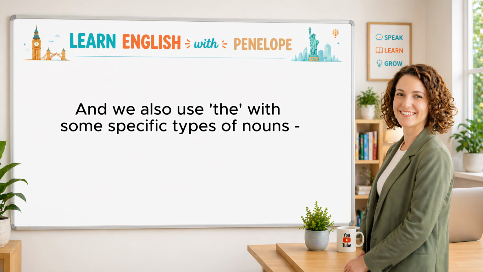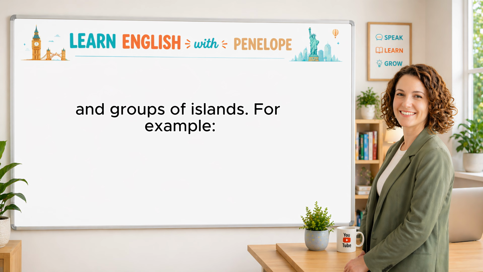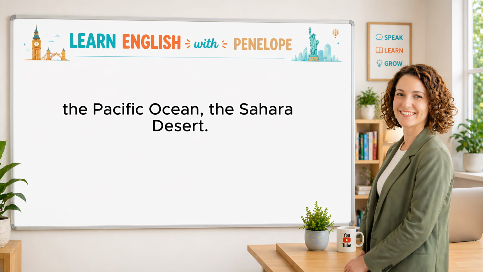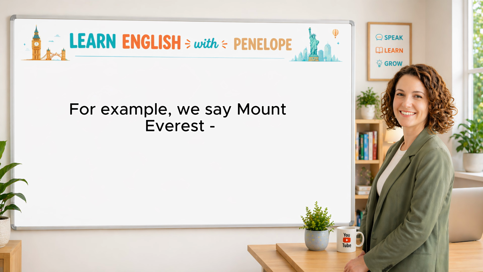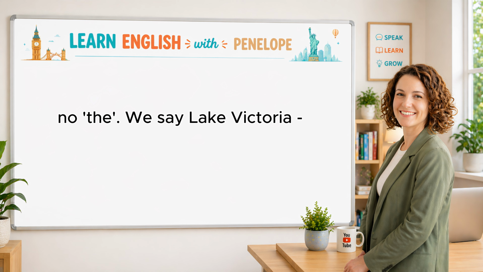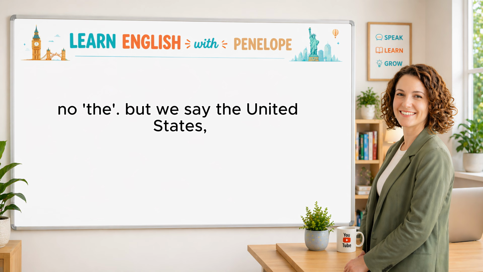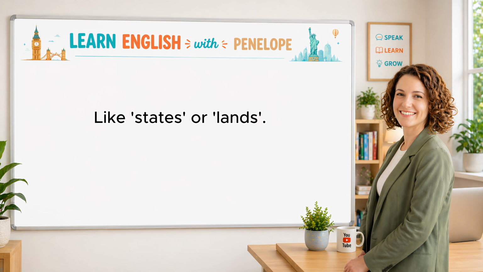And we also use "the" with some specific types of nouns, like rivers, mountain ranges, oceans, deserts, and groups of islands. For example, the Amazon River, the Alps, the Pacific Ocean, the Sahara Desert. But we do not use "the" with most single mountains, lakes, or countries. For example, we say Mount Everest, no "the." We say Lake Victoria, no "the." We say France, no "the." But we say the United States, the Netherlands, because these names include a common noun like states or lands.